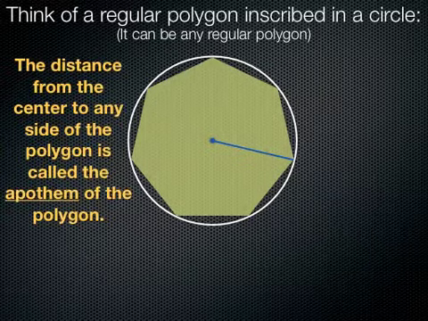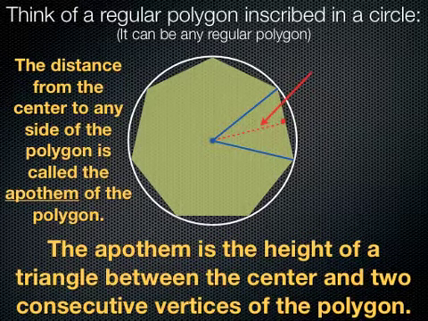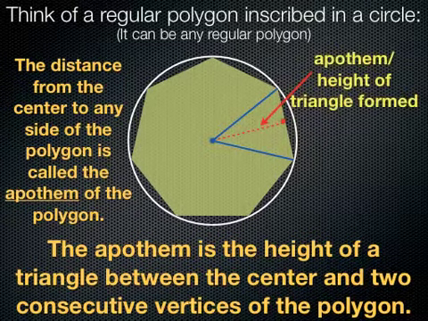The distance from the center to any side of the polygon is called the apothem of the polygon. So here, this line goes from the center to the side of my polygon. So this dotted line would be the apothem, and the apothem is perpendicular to your side. The apothem is the height of a triangle between the center and 2 consecutive vertices of the polygon. So if I draw a consecutive radius, and now I have 2 consecutive radii, the apothem would also be the height of the triangle formed.